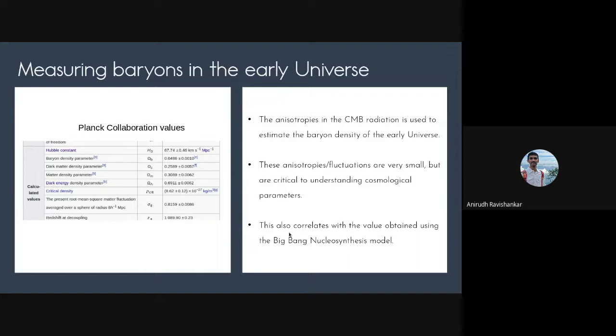Also, this correlates with the value obtained using the Big Bang nucleosynthesis model. That is, we have a theoretical basis for all of this, and we also have other observations. The 0.0486 value is pretty close to what we observe from the Big Bang nucleosynthesis model. So this is very good, reliable data.